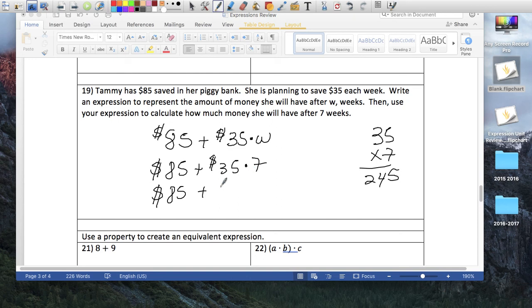So after 7 weeks, she's going to have $245 that she put in on a weekly basis, plus now we're going to add the 85 that she started with. So 245 plus 85: 5 plus 5 is 10, write 0, carry the 1, 8 plus 4 is 12, plus 1 is 13. So at the end of 7 weeks, she's going to have this much saved. Pretty good amount.